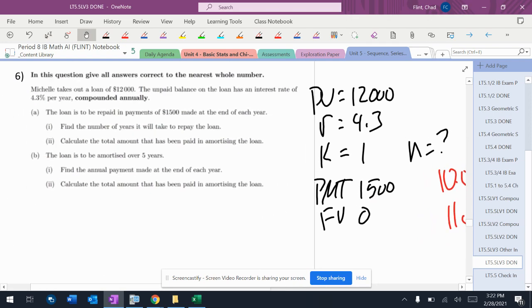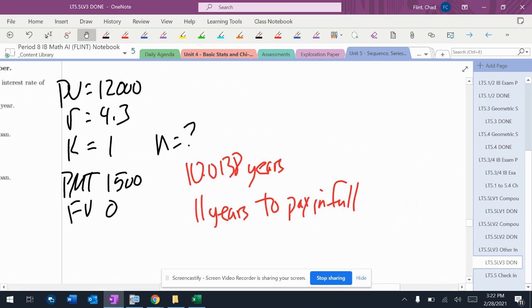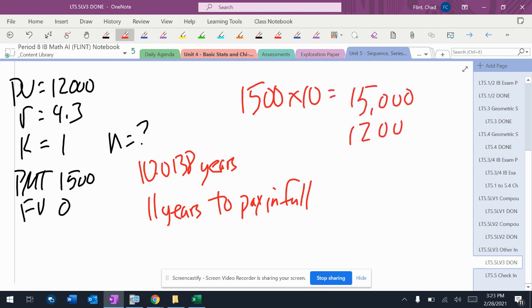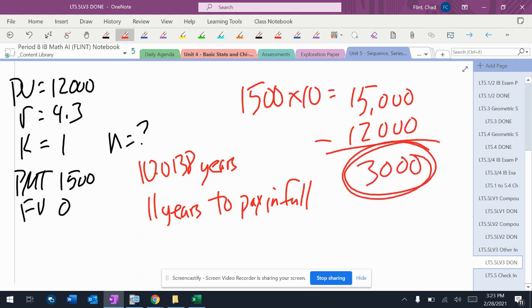Calculate the total amount that has been paid in amortizing the loan, meaning how much money did you pay for this loan? So you paid $1,500 for 10 years, basically. So you paid $15,000. You got $12,000, which means you paid $3,000 extra. So the bank made $3,000 by giving you this loan that you paid back over time.